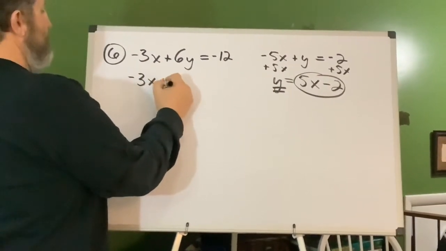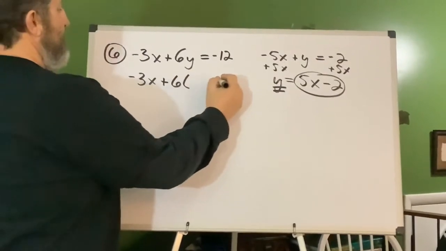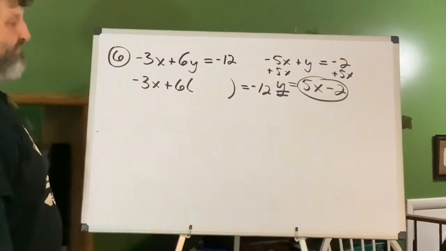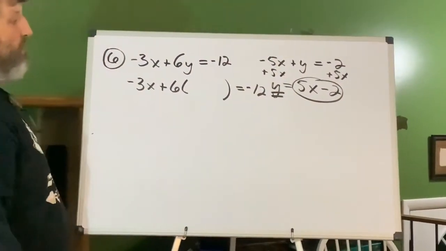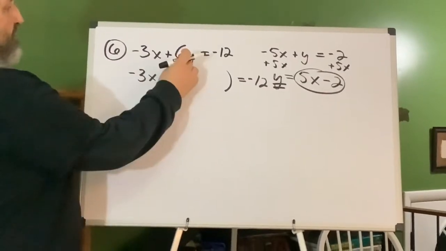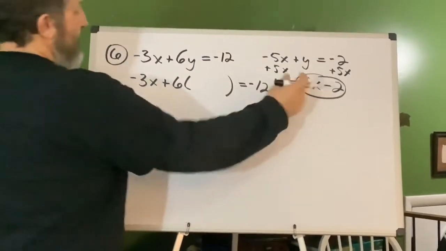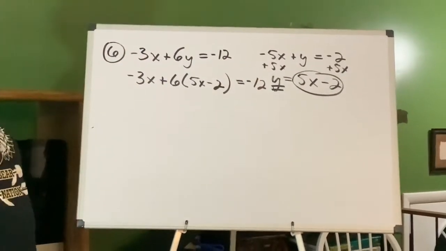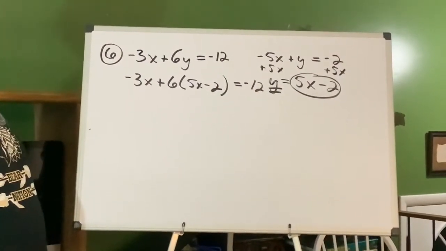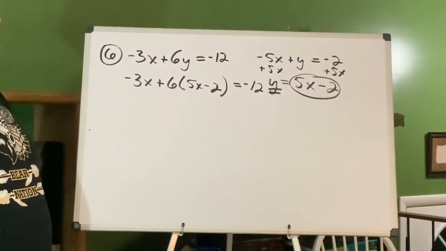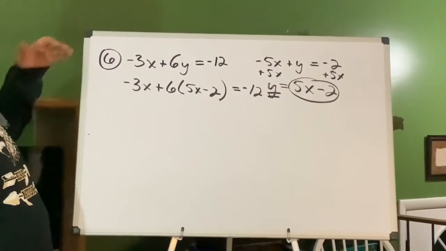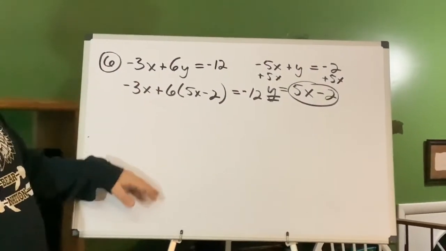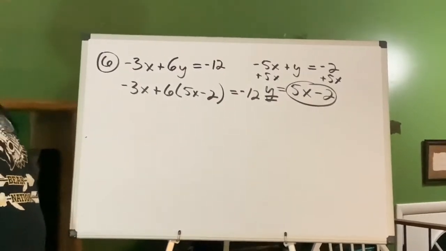Negative 3x plus 6, big fat parentheses, equals negative 12. Sorry, I'm kind of getting all that crammed in there. Okay, well, we took y out of the game, right? 5x minus 2 goes into the game. All right, now, this is what I want everybody to do. I want you to push pause, and then I want you to solve the rest of this on your own. Solve for x, substitute in there, solve for y, see if you get the answer right.